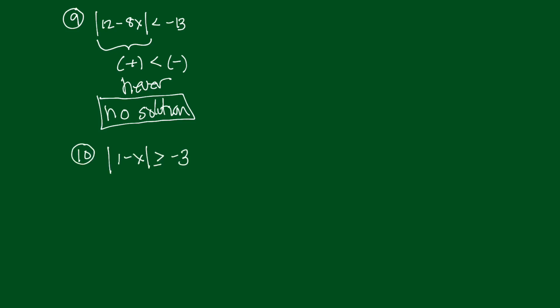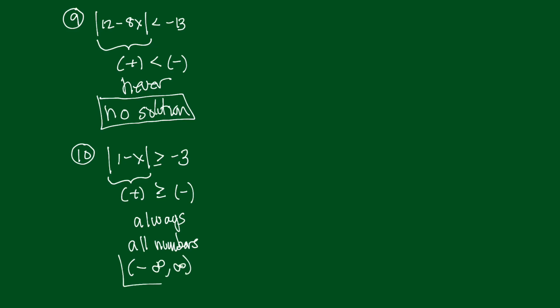Now 10 is going to be similar to 9. Look at what we have here. This is a positive number, and then we're saying that it is greater than or equal to a negative number, -3. Now isn't that always true? All positive numbers are greater than or equal to all negative numbers. So number 9 was never true. This one is always true. So we'll say all numbers work, or we want interval notation, so we'll go like this: -infinity to +infinity.